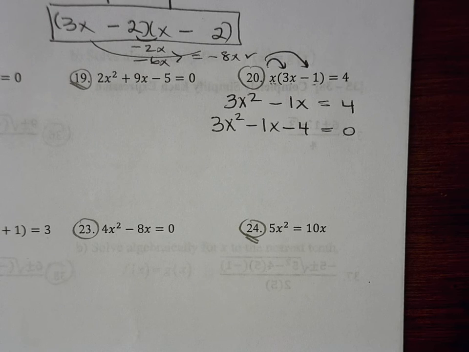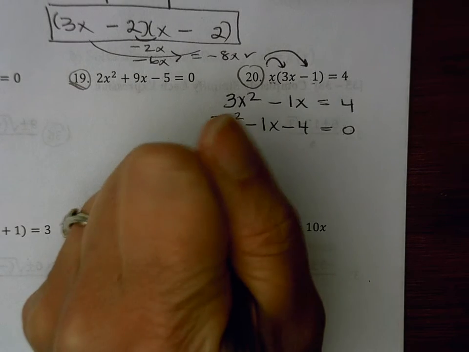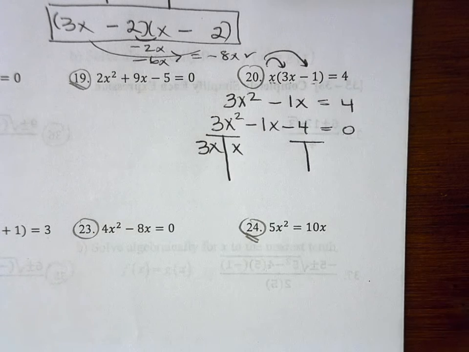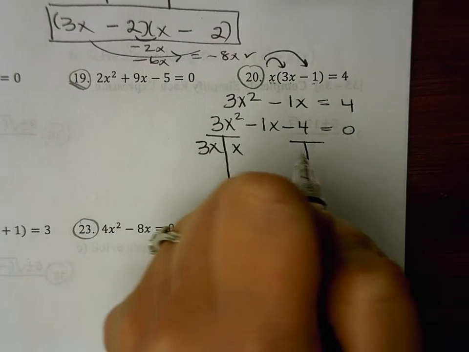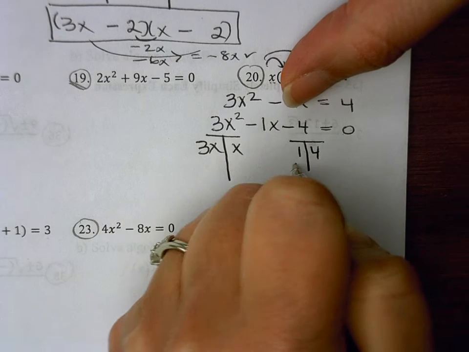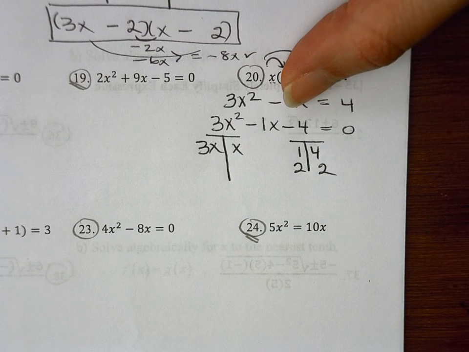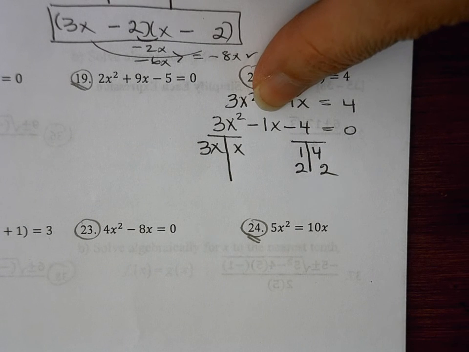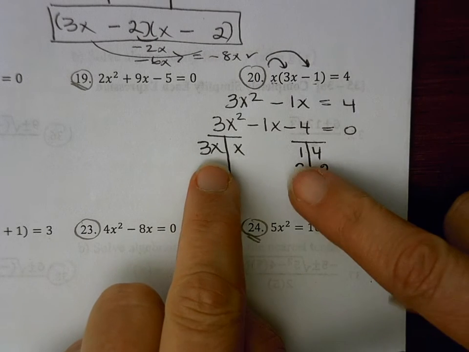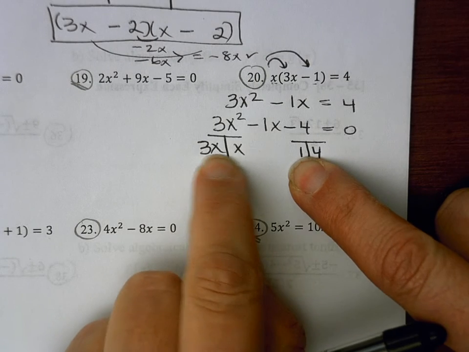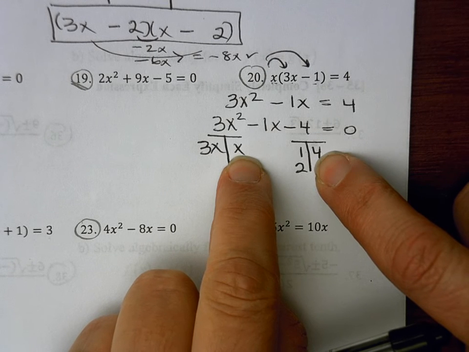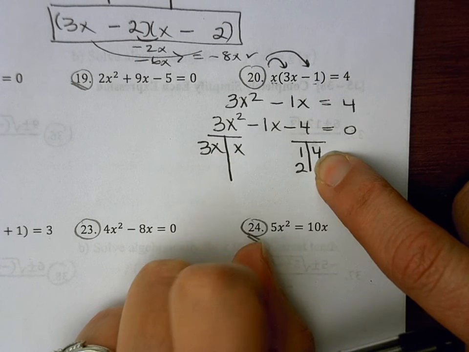And then now I'm going to do my factors. So for 3x squared, the only way to get that is 3x and x. And then the only way to get 4 is 1 and 4, or 2 and 2. And now I have to find the combination that will somehow give me a 1 when I add or subtract my values. So if I look here, 3x times 1 is 3x, and then x times 4 is 4x. So I would have 3x and 4x, and if I subtract those, that will give me my 1x.